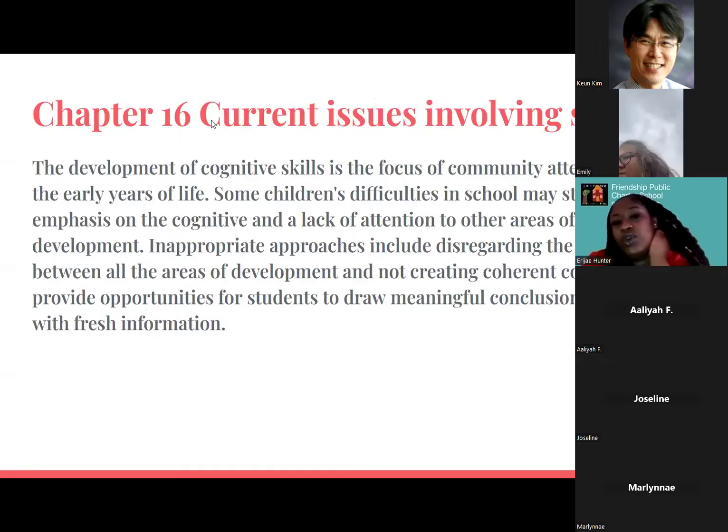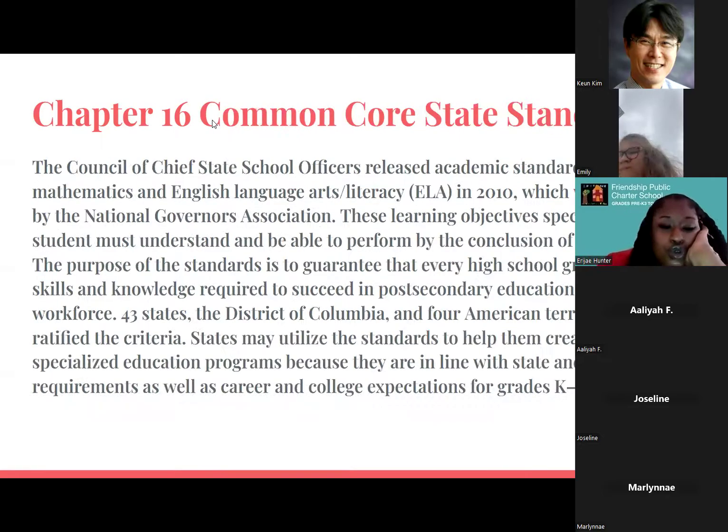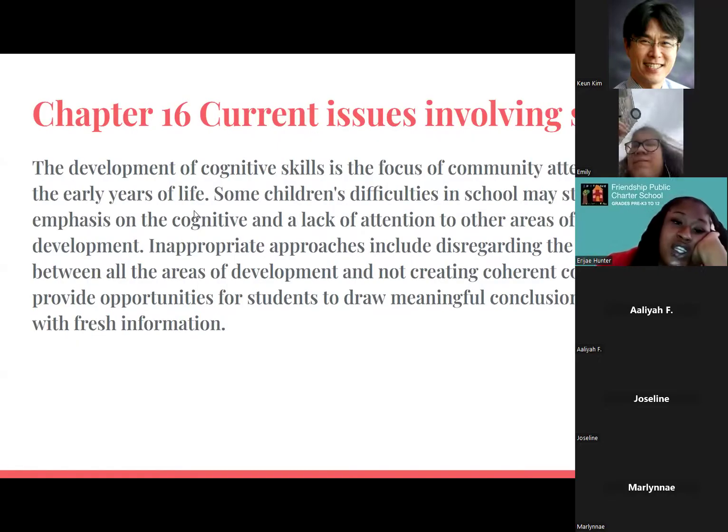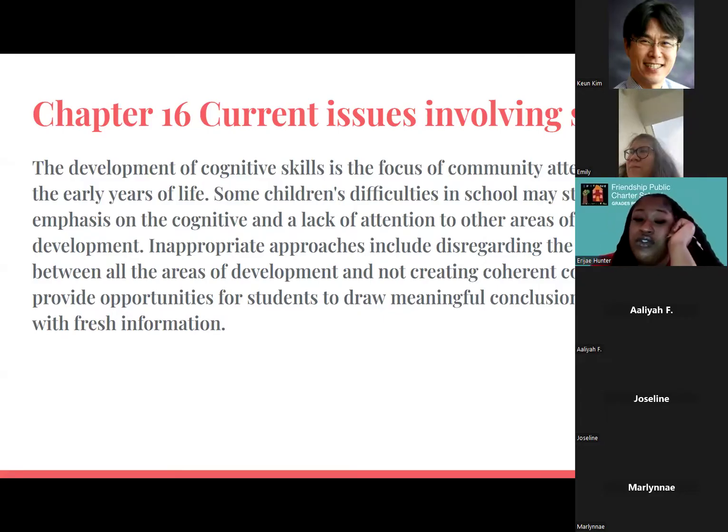So chapter 16 went into current issues involving school. The development of cognitive skills is the focus of community attention during the early years of life. Some children's difficulties in school may stem from an emphasis on cognitive development and a lack of attention to other areas of a child's development. Inappropriate approaches include disregarding the connections between all the areas of development and not creating coherent courses that provide opportunities for students to draw meaningful conclusions when faced with fresh information.